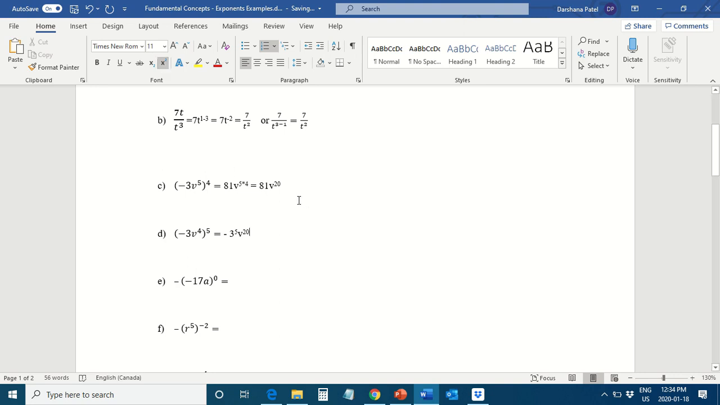Okay, so we do get v to the power of 20 in both. Only difference is the number here. This one was positive, this one is negative, and 3 to the power of 5, if you were to simplify further, will be negative 243 v to the power of 20.